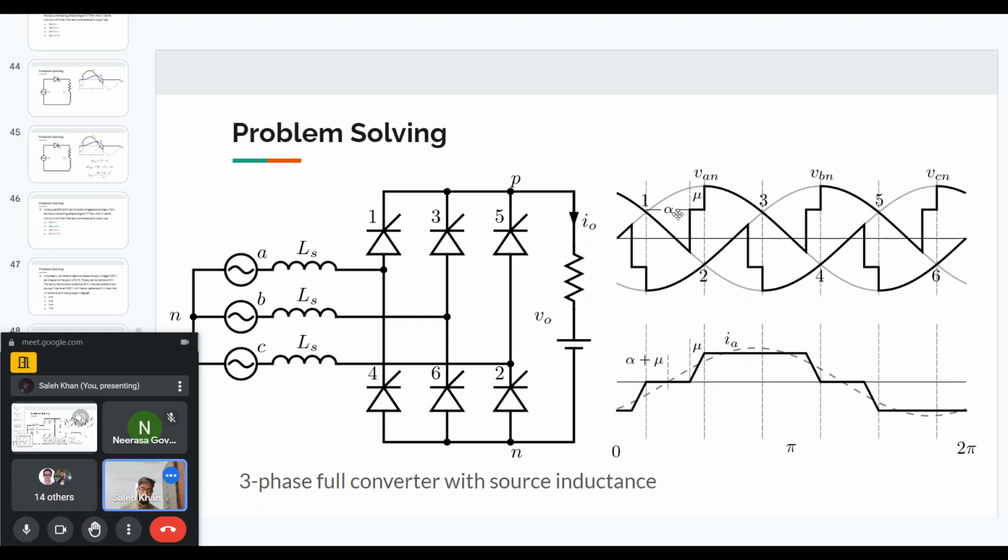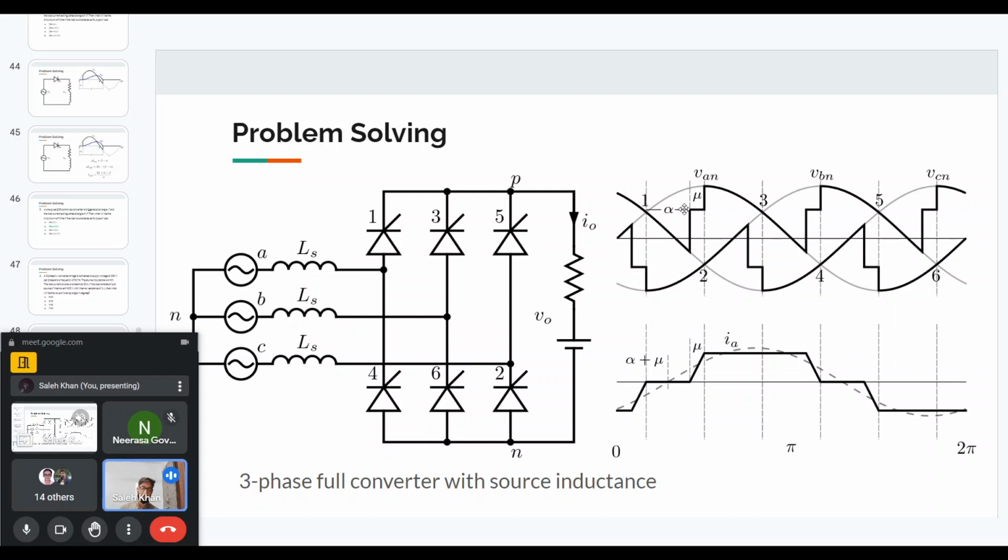So thyristor 5 was on, and now we are turning on thyristor 1. Because of the source inductance, thyristors 5 and 1 will be on simultaneously for some time, and during that time the source current will rise. And because two devices are conducting at the same time, the output voltage will reduce.